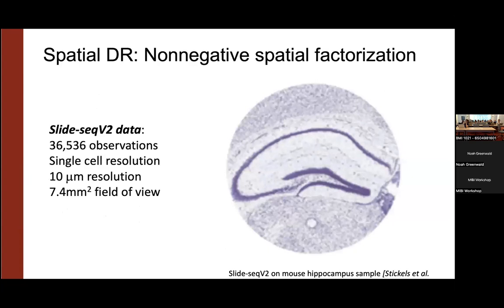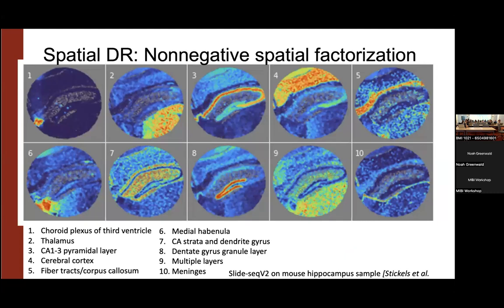So here are some examples of what we found. This is Slide-seq CP2 data. This is from the Stickels et al. paper. This has, as you probably know, about 36,000 observations, 36,000 cells. It really is single cell resolution. A very nice high resolution, fairly small field of view. And this is mouse hippocampus, I should say.